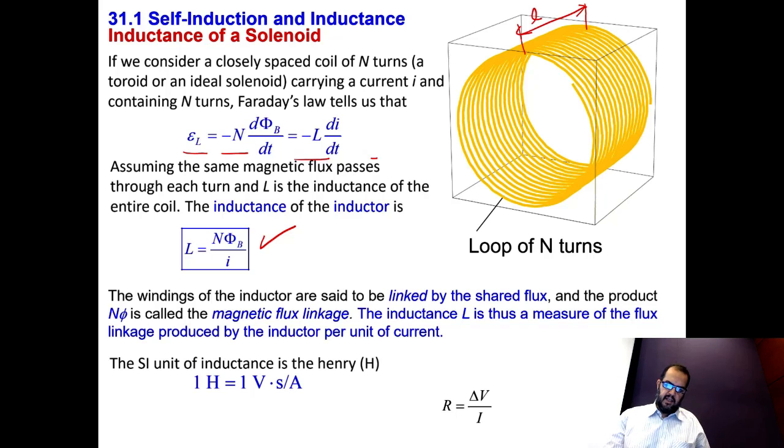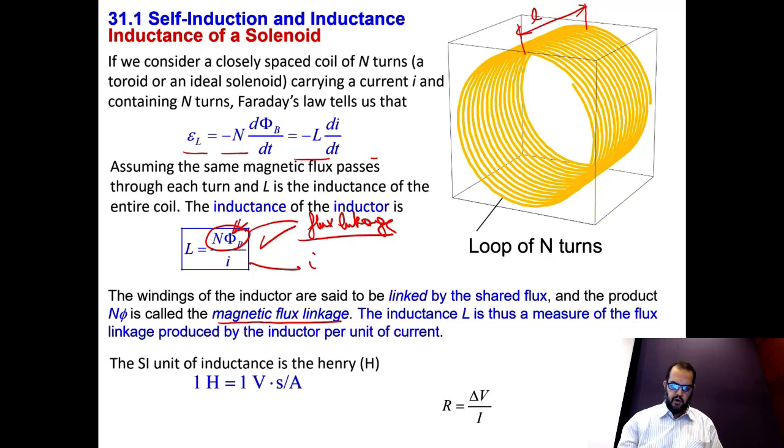The windings and the inductor are said to be linked by a shared flux. So this is the shared flux here. The product N phi is called the magnetic flux linkage. The terminology is not very important. We can say that the inductance L is a measure of the flux linkage produced by the inductor per unit current. So this is the flux linkage, this is the current I, and if you take the ratio of the two, it will give you the inductance of the solenoid.